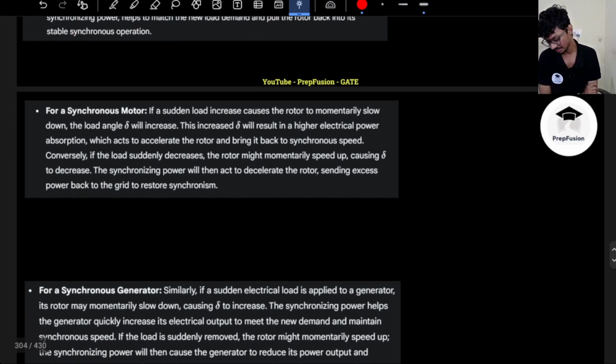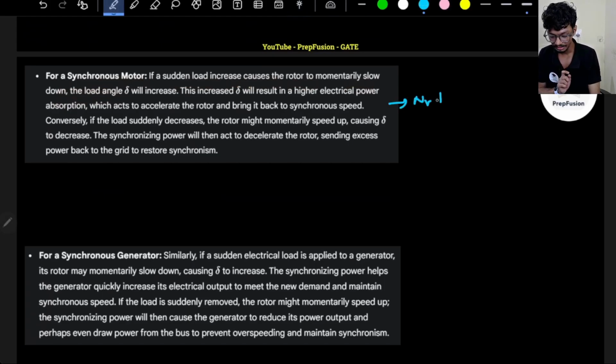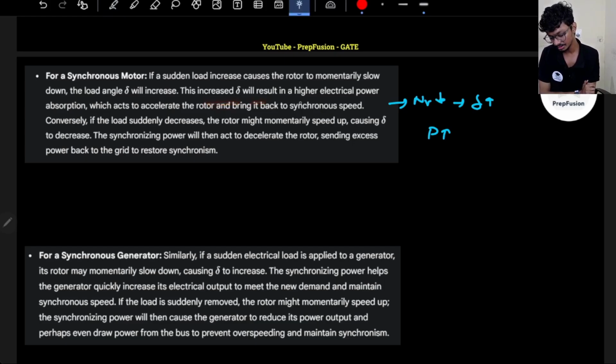The same explanation is given over here for a synchronous motor. If a sudden load increase causes the rotor momentarily to slow down, so NR will reduce, right? Then the angle delta will increase, then power has to increase. Who will provide this extra increase in power? Synchronizing power coefficient. This increased delta will result in a higher electrical power absorption, which acts to accelerate the rotor and bring it back to synchronous speed. Conversely, if the load suddenly decreases, the opposite will happen.